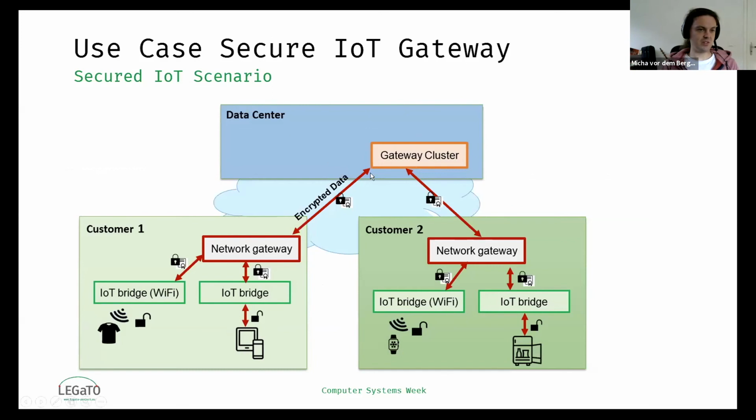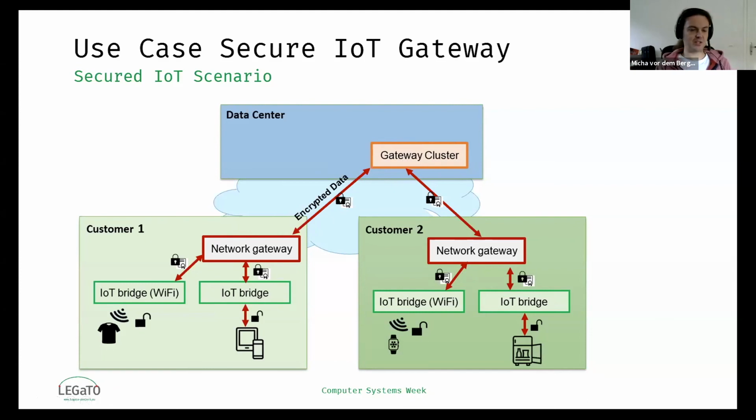So we put in a gateway cluster here at the top and the network in the data center, and are ensuring encrypted data through a VPN secured connection to network gateways, which we provide, and specialized IoT bridges, so that everything from the IoT bridge until the data center, and potentially also other customers, can be completely encrypted.